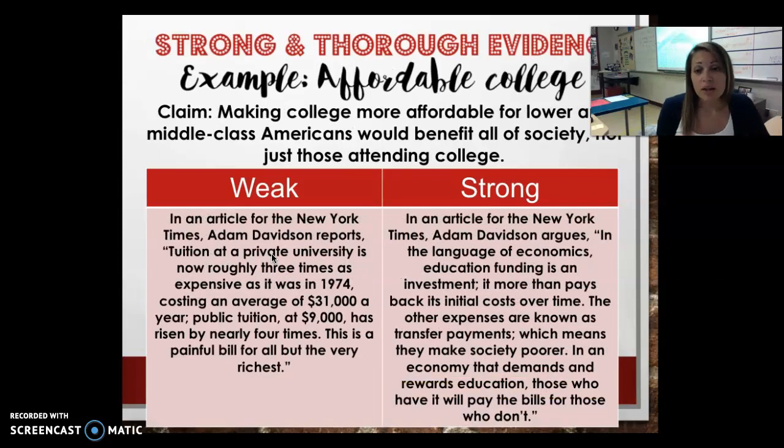Another one, affordable college. Making college more affordable for lower and middle class Americans would benefit all of society, not just those attending college. So a weak example is in an article for the New York Times. Adam Davidson reports tuition at a private university is now roughly 3 times as expensive as it was in 1974, costing an average of $31,000 a year. Public tuition at $9,000 has risen by nearly 4 times. This is a painful bill for all but the very richest.